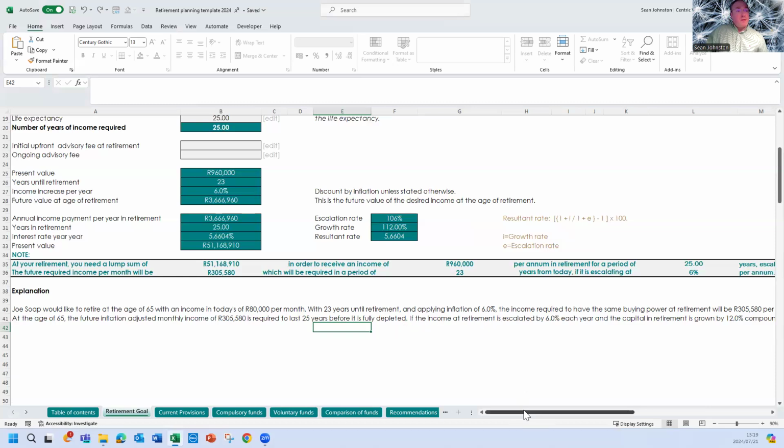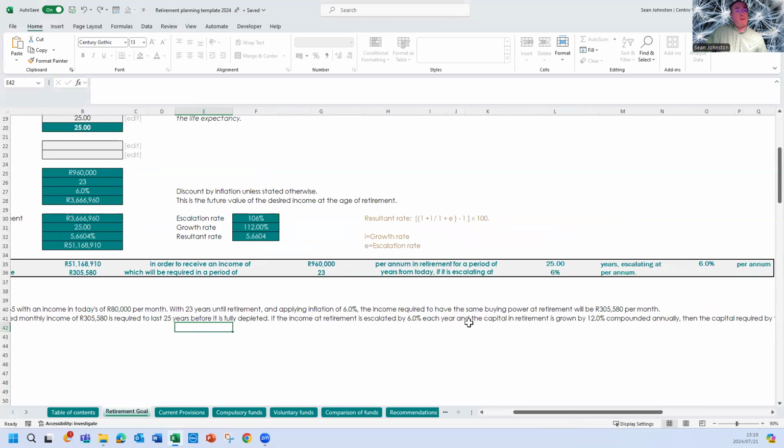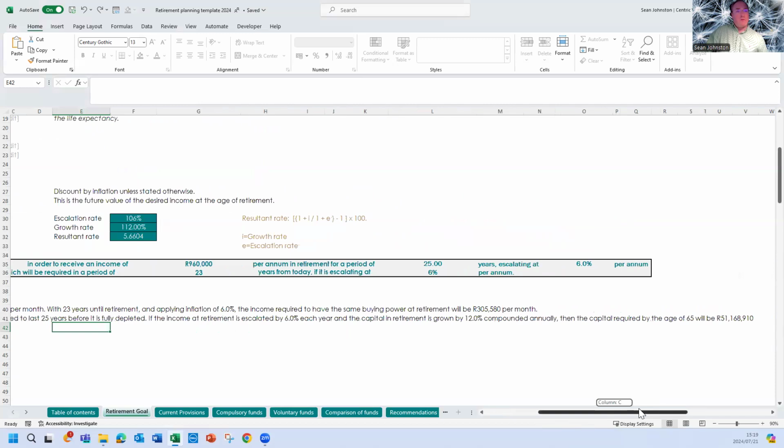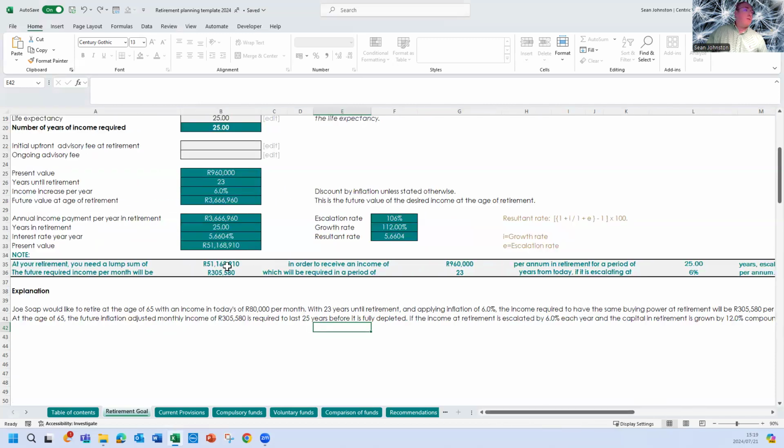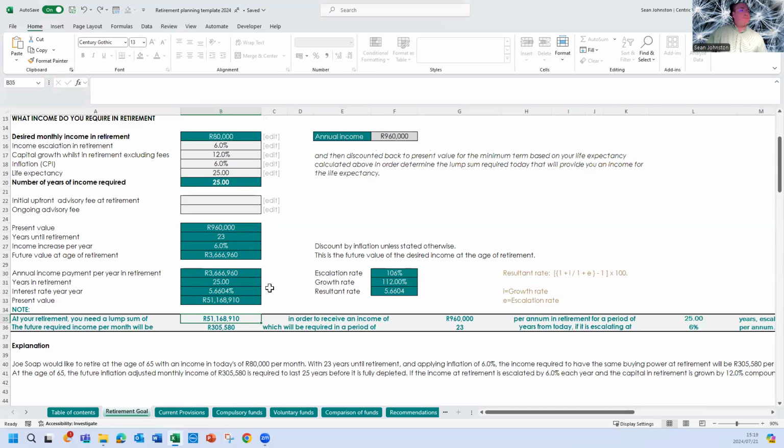If the income in retirement escalates at 6% per year, and the capital in retirement is expected to grow at 12% compounded annually, then the capital required at 65 will be 51 million over here. So now, if I was to put in a 1% upfront fee in terms of the advisory fee, we now need to factor in the 1%. So just take it off. We need to put in a 1% addition to say here, the upfront fee is added to the future capital growth required, so that when deducted, the starting capital compensates.